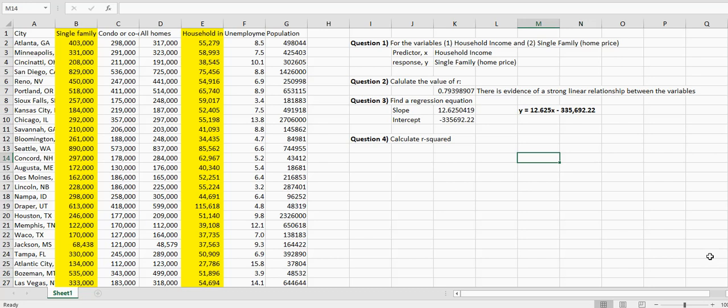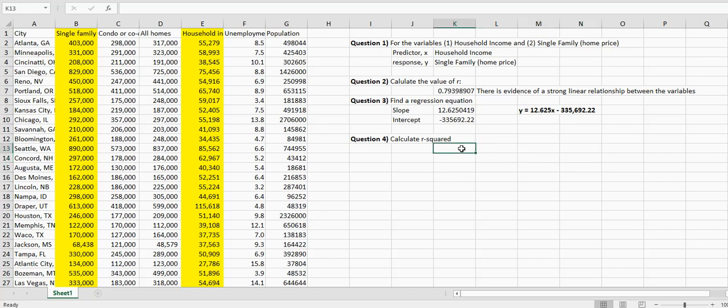What we can say here is we can interpret the slope. The slope is saying that, on average, for every additional dollar of household income, we would expect housing prices to go up, on average, roughly $12.63. The intercept here has no meaningful interpretation. It would be saying that for a household income of zero, we would expect the value of single-value homes to be negative $335,692, which just doesn't make sense. So you can interpret the slope, but there's no meaningful interpretation of the intercept.